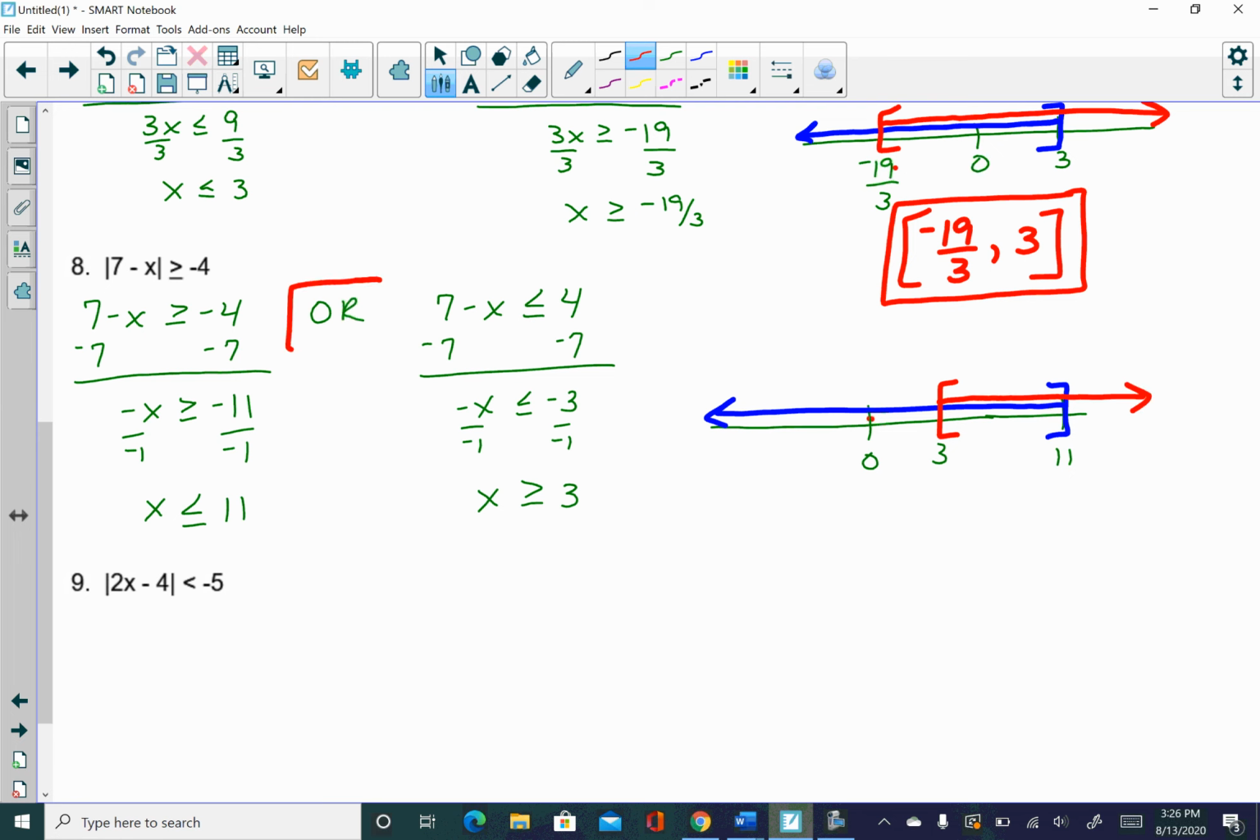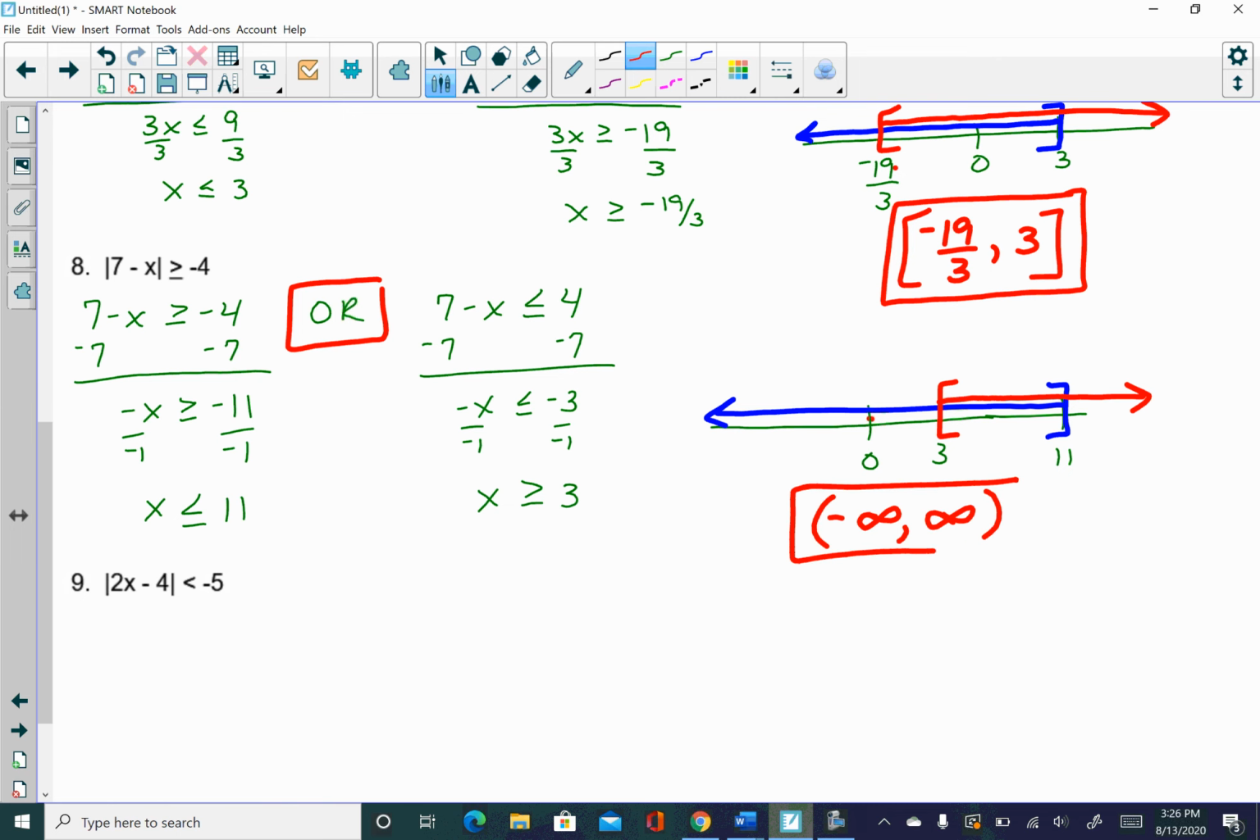This is an OR statement. And so an OR statement says, tell me everything that's being graphed. And so as you read this graph from left to right, every single number is being graphed because it goes to the left forever and it goes to the right forever. So your solution here would be negative infinity to positive infinity.